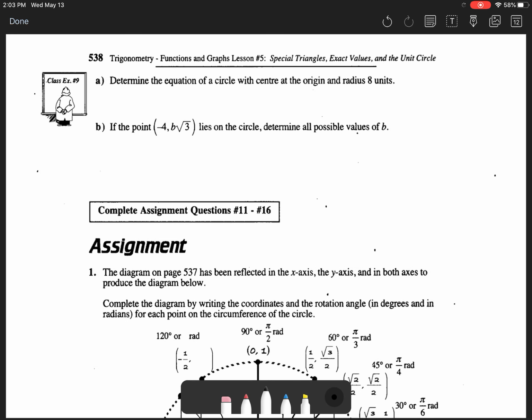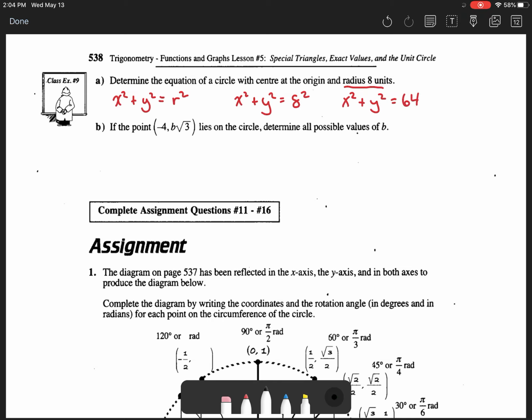Okay, last question. Determine the equation of a circle that has the center at the origin and a radius of 8 units. Well, we learned on the last page the equation of any circle is actually x squared plus y squared is equal to r squared. Well, in this question, they say the radius is 8. So this is just going to be x squared plus y squared will equal 8 squared, okay, 64.